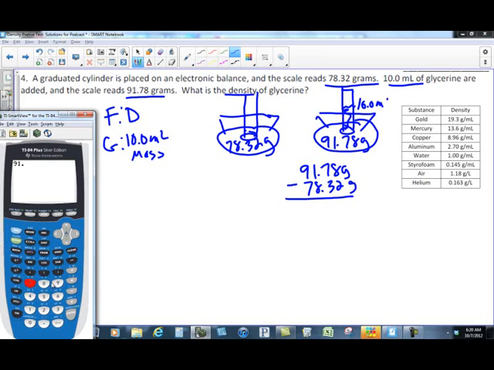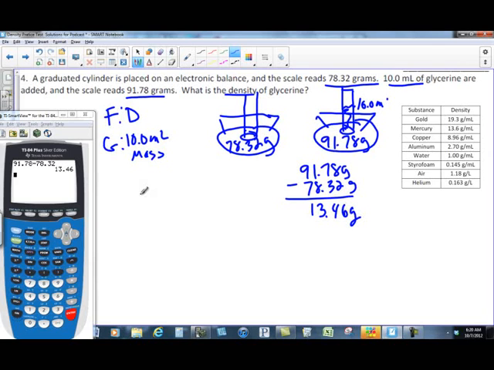So 91.78 minus 78.32, and I get 13.46 grams. Okay, so now I can use my formula. Density is mass over volume. My mass is not 91.78, my mass is 13.46 grams.